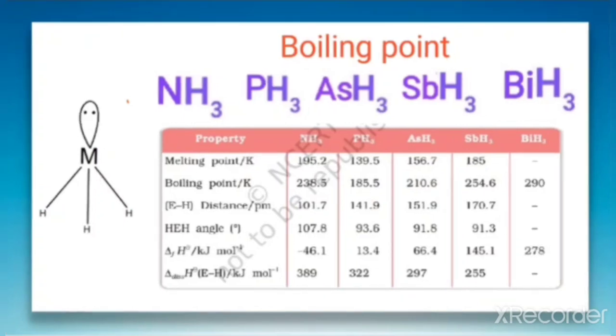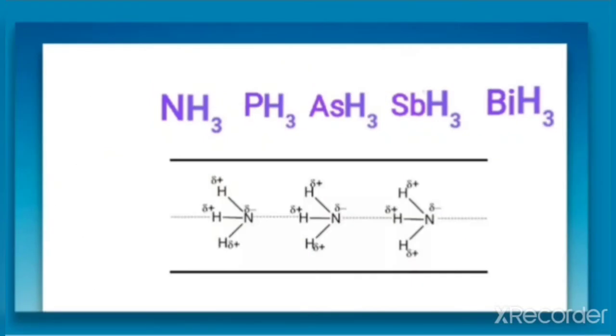When we are comparing the boiling points, it is clear that ammonia shows a greater boiling point because it has a tendency to form intermolecular hydrogen bonds. But the other members do not form hydrogen bonds. Because of this reason, ammonia has a greater boiling point.